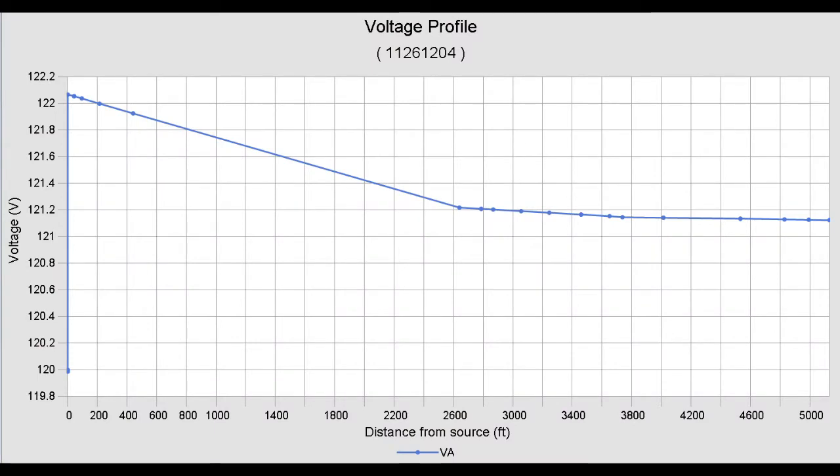In the voltage profile graph shown, the x-axis represents distance from the source and the y-axis represents the voltage value. As the distance increases, the voltage drops. This drop usually occurs due to internal resistances along the line. And now, let's get into the technical aspects of voltage profiles.